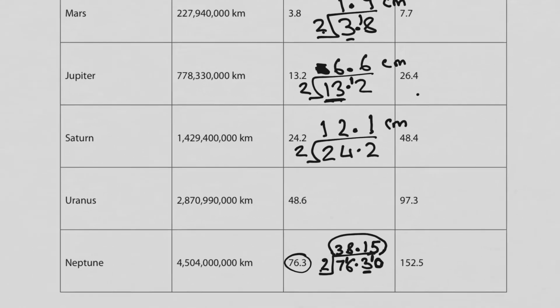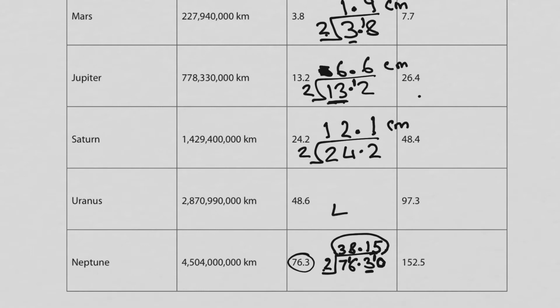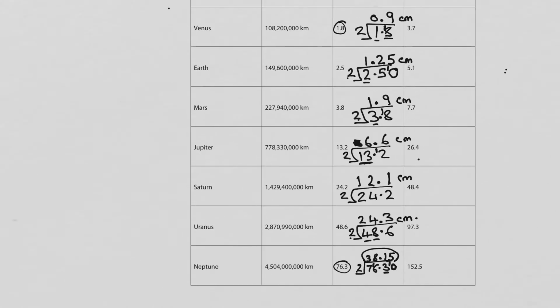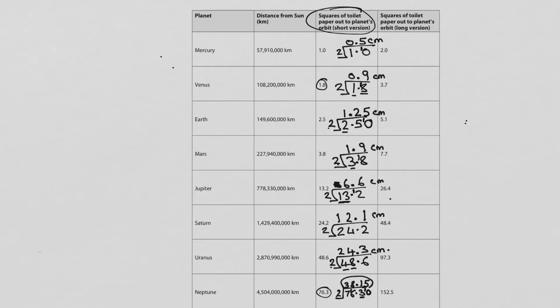We've done Neptune at the bottom, so only Uranus to go. 48.6 divided by 2. That'll be 2. 4. 2 times 2 is 4. 2 times 4 is 8. Add the decimal point. 2 times 3 is 6. 24.3 centimetres. So now I know all my measurements.